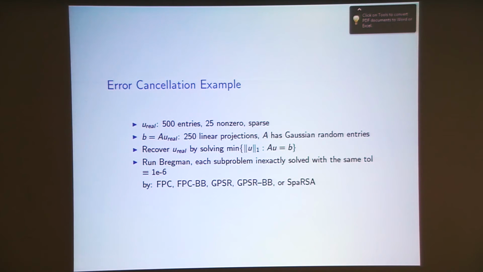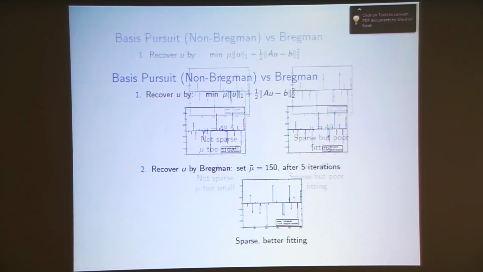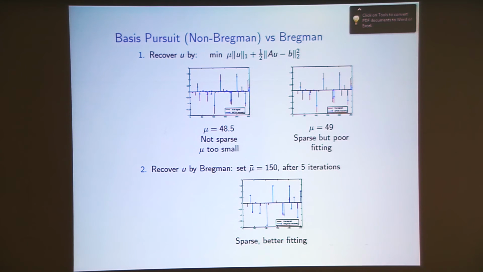Here's a numerical example. A simple example, 500 entries, 25 non-zero, it's sparse. You have 250 projections, you have Gaussian random entries, you minimize the L1 norm of U such that AU equals B. You run Bregman. Now remember, when you run Bregman, you solve sub-problems. You minimize the L1, let me go back about 6 slides. When you solve the problem, you're minimizing constantly. You're minimizing that type of problem there in equation 1 where B is replaced by B_k. You're solving it over and over again.